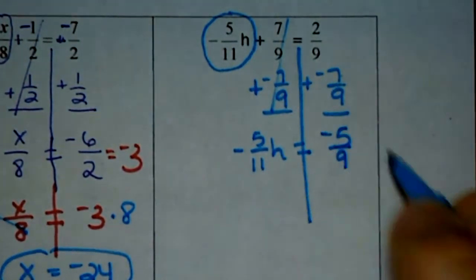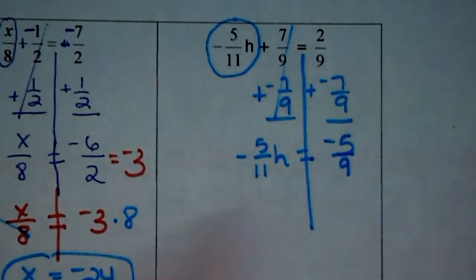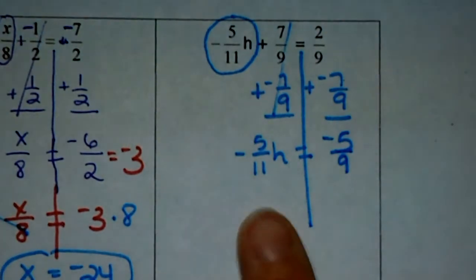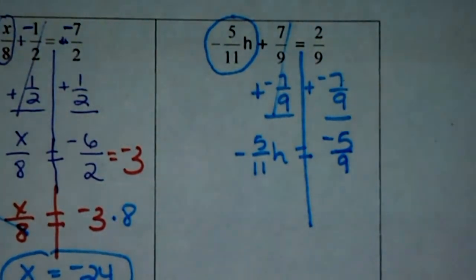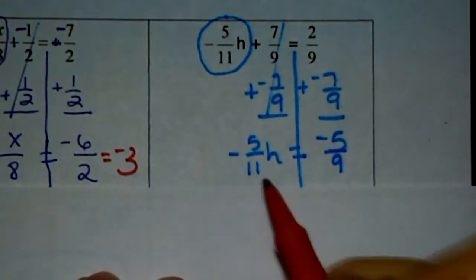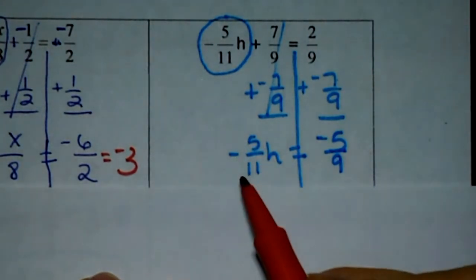All right, we're not done. It would be great if we were done, but we're not. We need to get rid of this fractional coefficient. In the last lesson, I talked about how all you have to do to get rid of a fractional coefficient is multiply by the reciprocal, right? And we discussed in class that multiplying by the reciprocal is really the same thing as dividing by the coefficient.